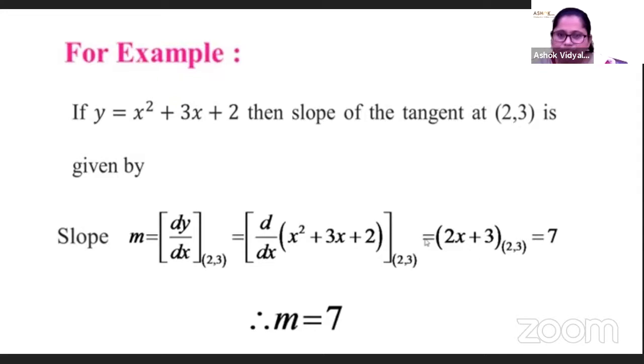See the diagram. This is a rough curve of y equals x square plus 3x plus 2. This is a rough sketch of the given curve, and this is the tangent at point (2, 3), and its slope can be obtained by using the derivative.